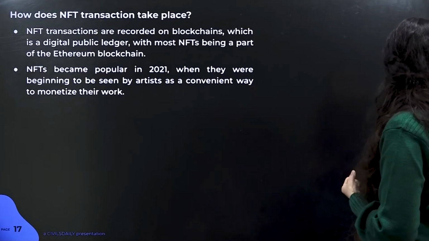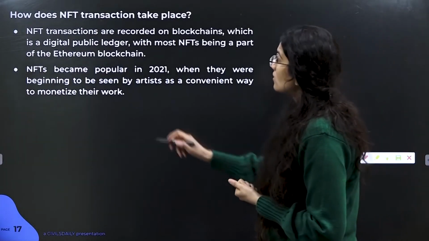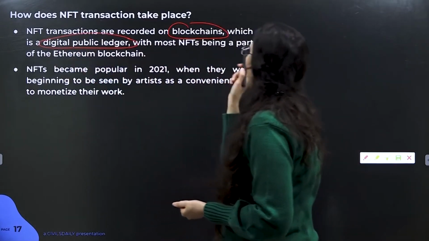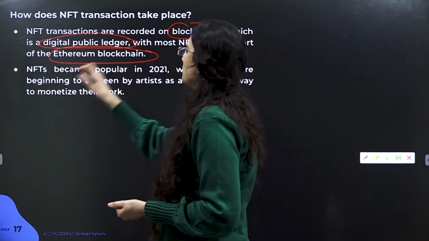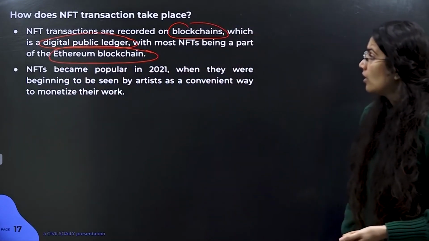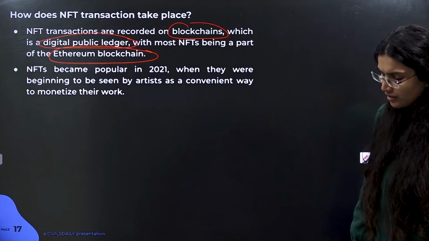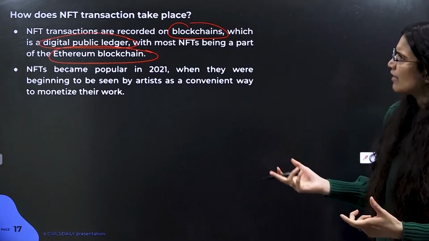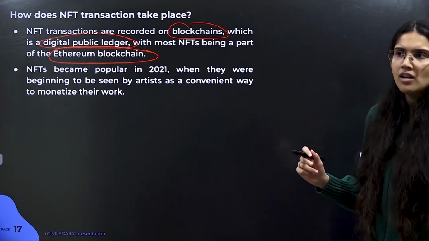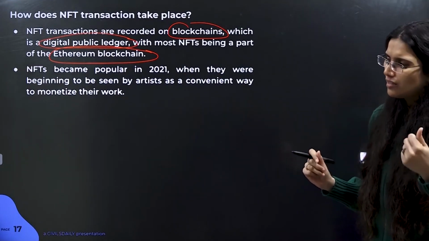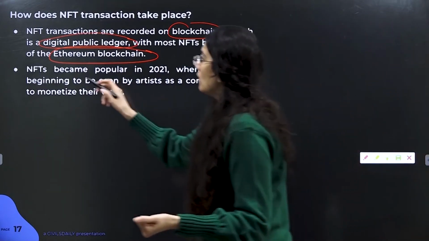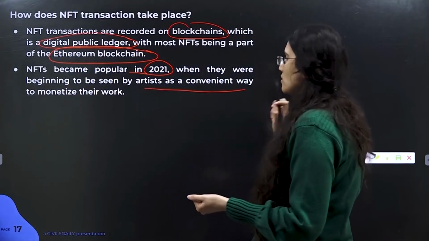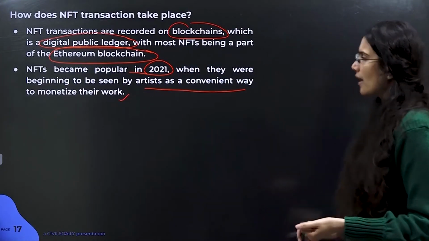How does an NFT transaction happen? They are recorded on blockchain, I told you, which is a digital ledger, and it is part of the Ethereum blockchain. I think I'm forgetting the name of the platform at which NFTs are right now traded or given out. You can Google it. NFTs became popular in 2021 when artists began seeing this as a convenient way to monetize their work.